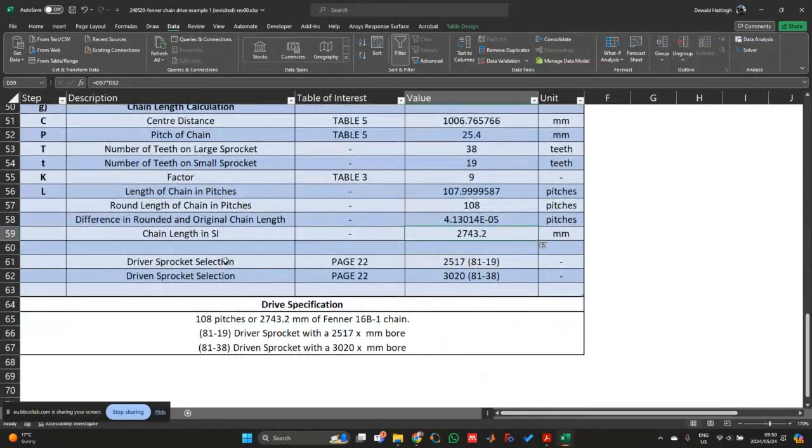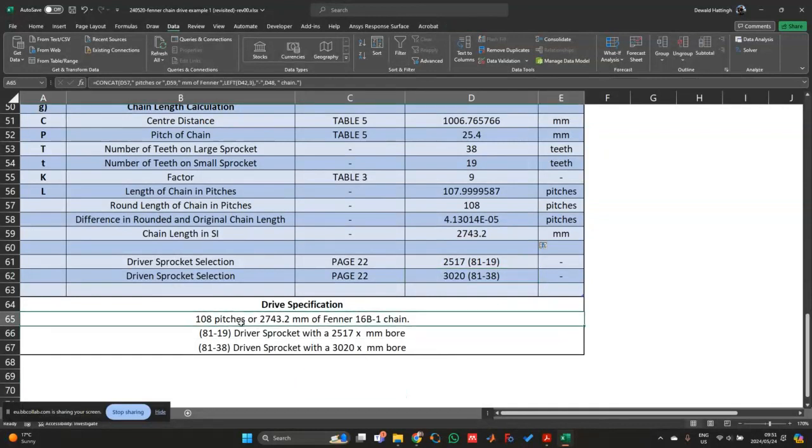Okay, and then I can just go to the driver sprocket selection as well. This you will have to manually work out or find. This is just from page 22 where we find that. So it's 2517 bush number, and then I think the 8119 is your designation that you get in that table. And then the same for the driven sprocket as well.